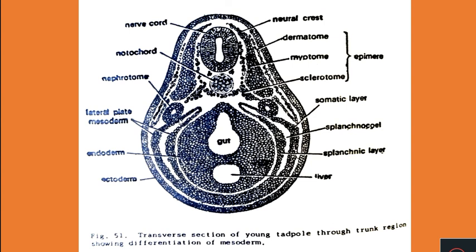So, a true coelom is one that lies between the body wall and the gut wall. The coelom lies in between the gut wall and the body wall, and it is lined as well as covered by mesoderm. Such a coelom is called a true coelom. So, this is how coelom develops in frog.